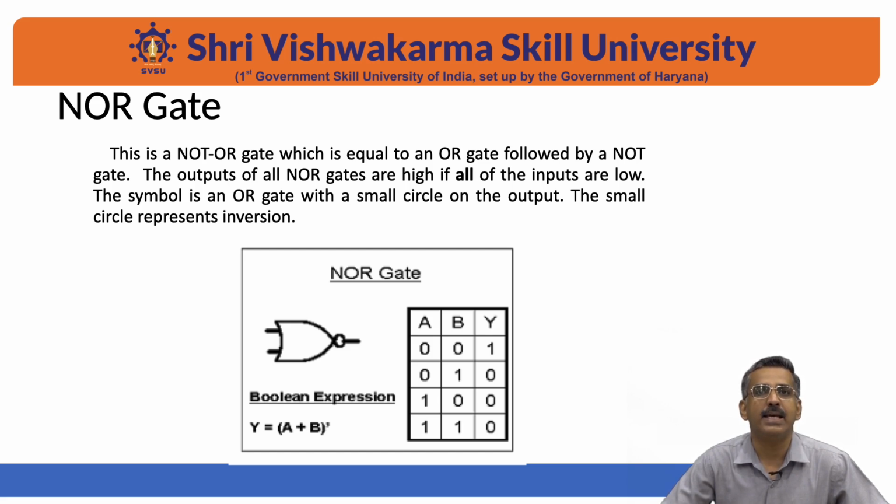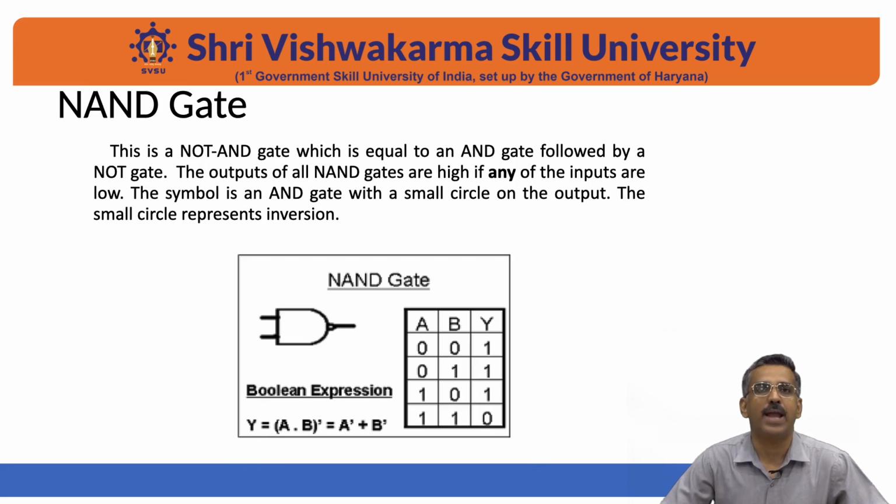Now let us see another type of logic gate, that is known as the NAND gate. The NAND gate is the electronic circuit which is the combination of two gates, that is the NOT gate and the AND gate. In this gate, the AND gate output is followed by a NOT gate. The output of a NAND gate is high if any of the inputs are low. The symbol of the NAND gate is the symbol of the AND gate with a small circle. The symbolic representation of the NAND gate is shown here in this diagram.